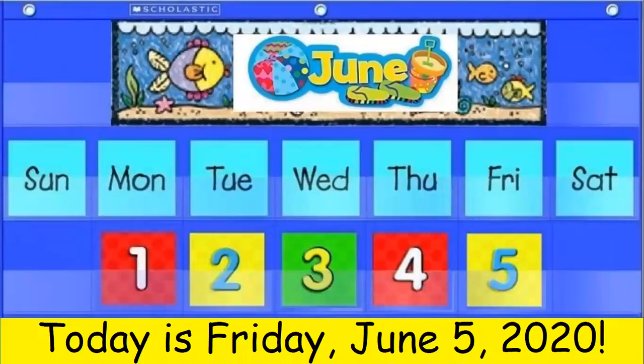These are the months of the year. So our month begins with the letter J, then a U, then an N, then an E to spell the month of June. So we're in the month of June. So who knows what day it is today?